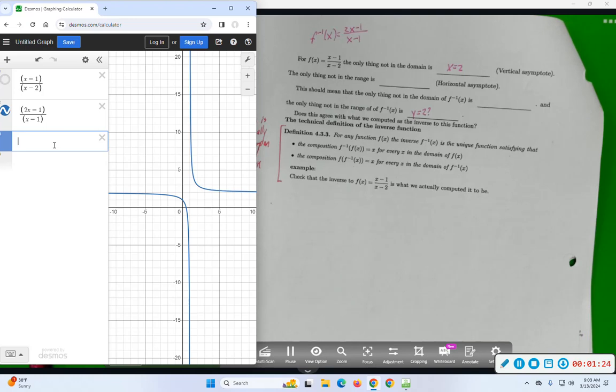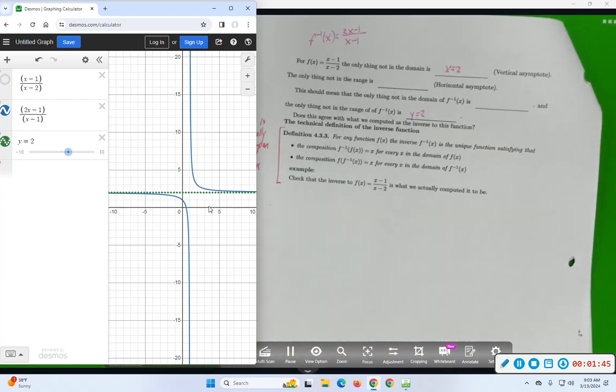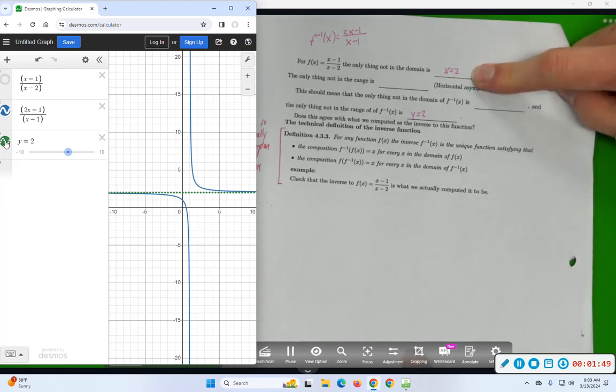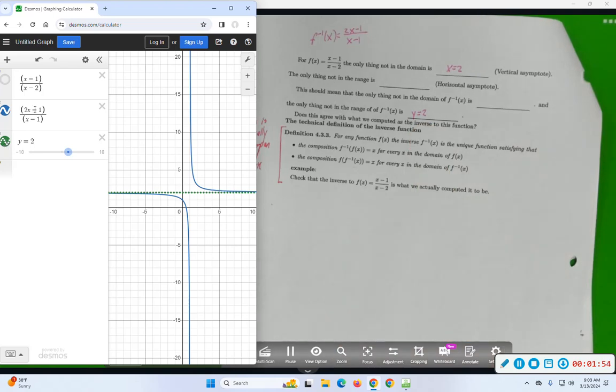I would like to know, is an output value of 2 achieved by any x value? Are there any actual x values where this graph touches that green line? Cool, so that output value isn't in the range. Let's do the same thing. Well, so that means that the domain of the original function is actually equal to the range of the inverse, which is what you expect should happen. Let's see if the reverse happens.